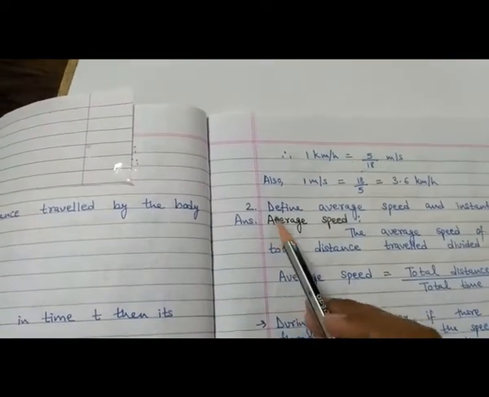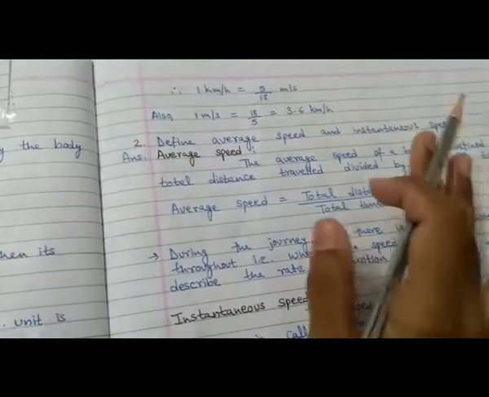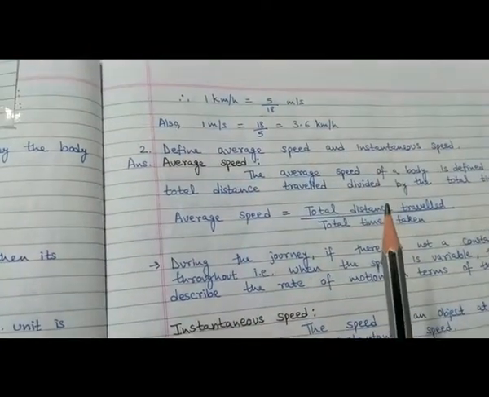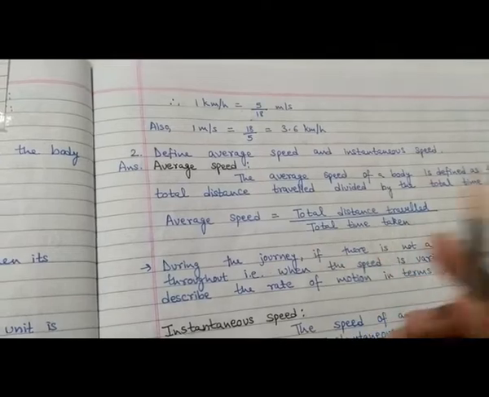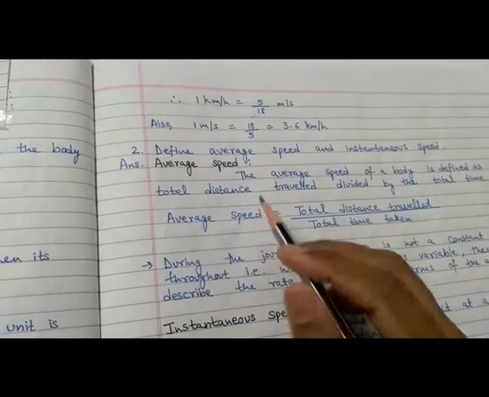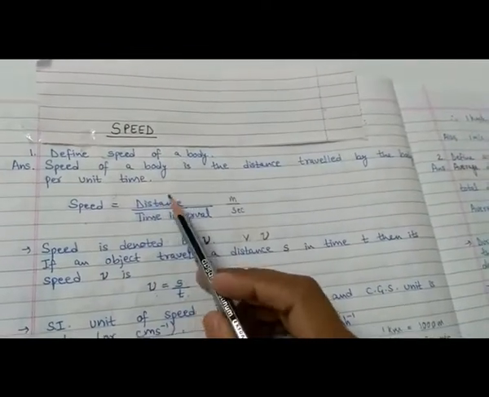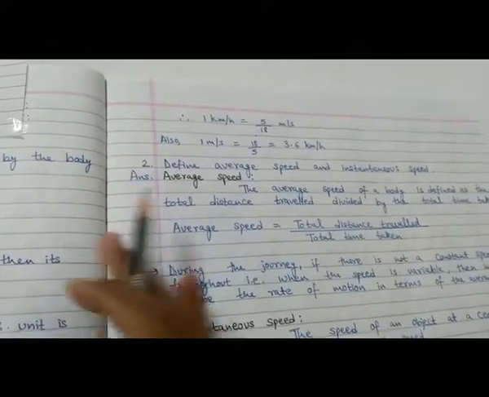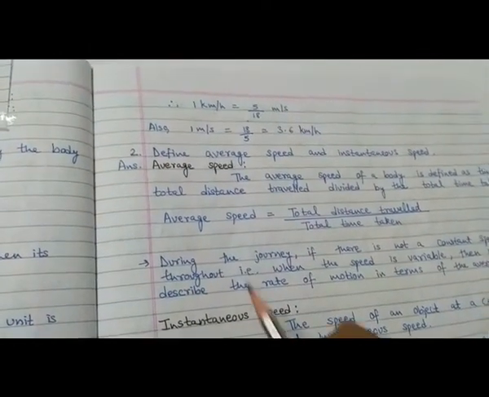Now, what is average speed and what is instantaneous speed? These are two terms related to speed we need to study. Now, what is speed? Speed, we know that it is the distance traveled per unit time, isn't it? Now, why do we need to study average speed?